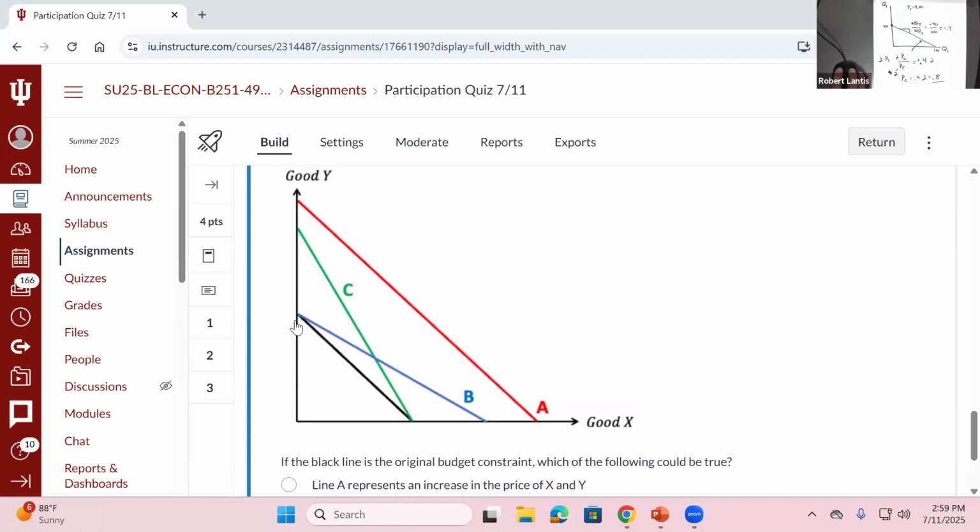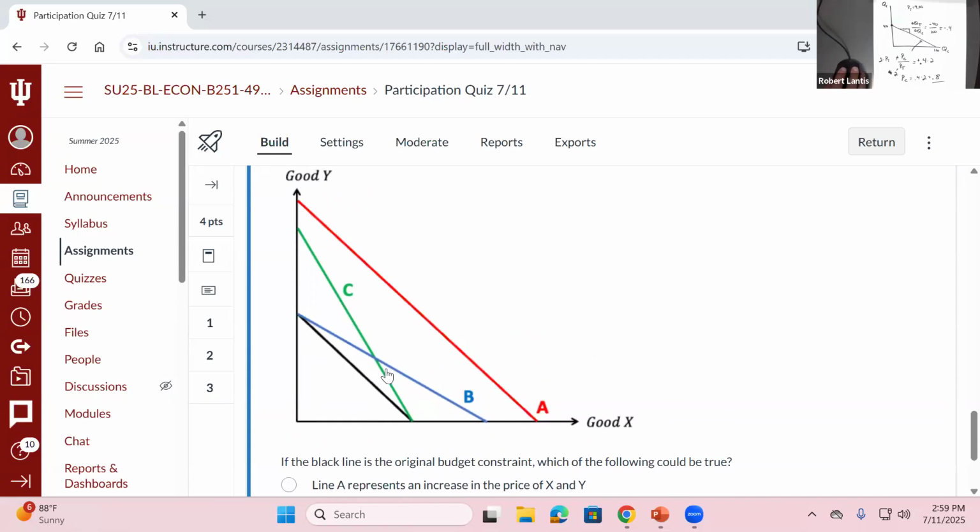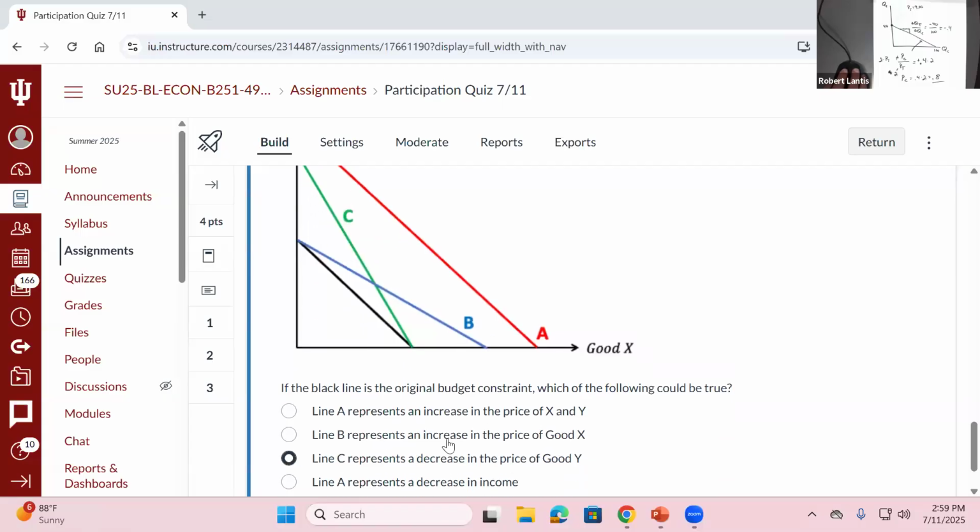Right? Now, on the flip side, if going from the black original curve to this green line, C, I'm spending my money and after this change, I can still buy the same amount of good X, but I can buy more of good Y, that must mean I don't have more income. The price of X didn't change. The price of Y must have changed. If I can buy more of good Y, that must mean that the price went down. So a decrease in the price of good Y is actually what is going to cause C, right? B, we said, wouldn't be an increase in the price. Similarly, it would be a decrease in the price of good X.